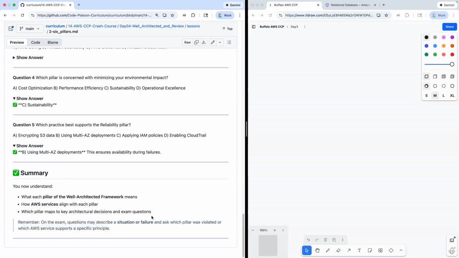And on the exam, questions will probably describe a situation or a failure, and they might ask what pillar was violated or which AWS service supports a specific principle. And again, this is not a let me think hard about it. This is a I'm just going to do a whole bunch of quizzes and practice questions so that I have seen most of these by the time I hit the exam.